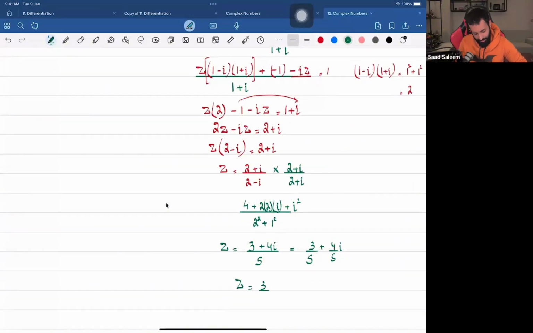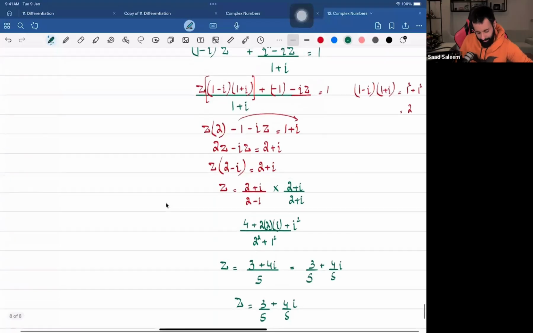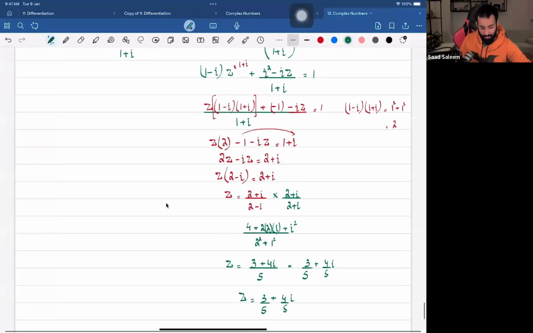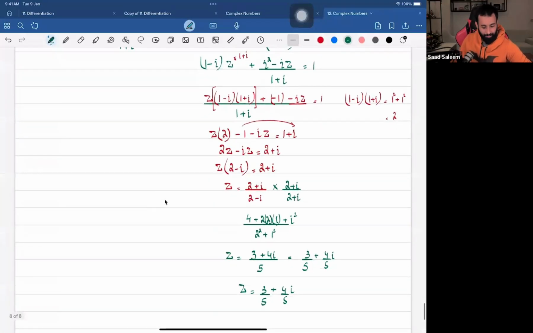Remember, it's a 6-mark question, and we have just found out the value of z. We still have to find out the value of w, but nothing to worry about. That's the easy part. Finding out the value of w is now the easy part. So here we are. Let me know if you have any questions so far. If not, then let's move on.